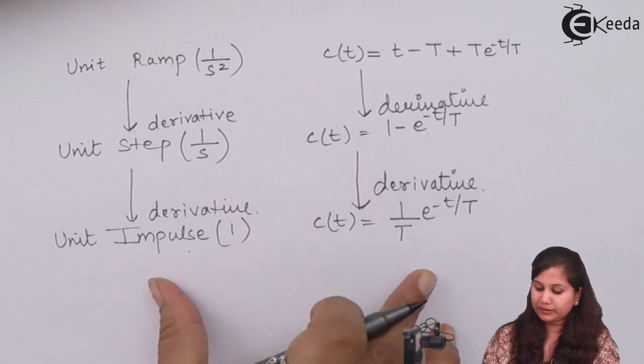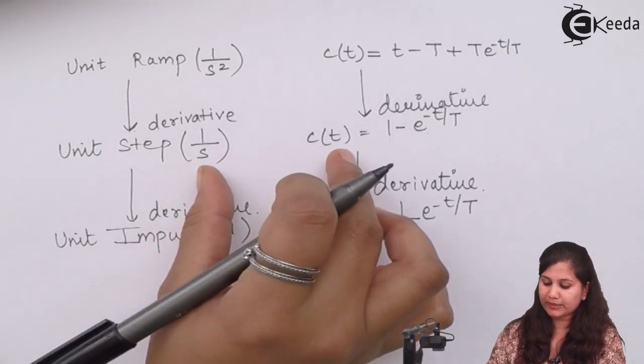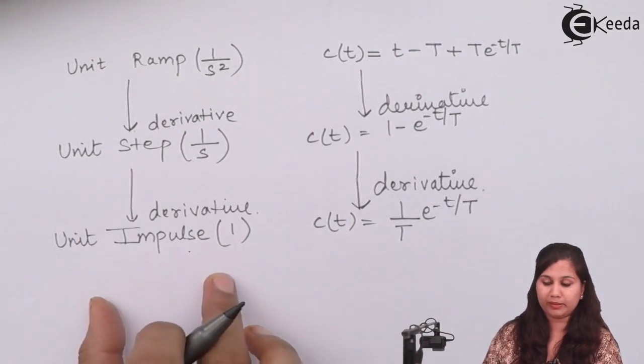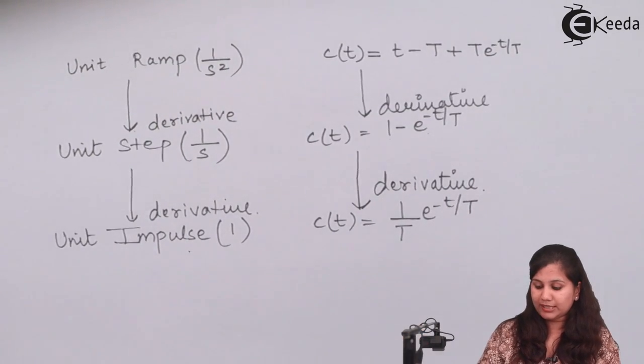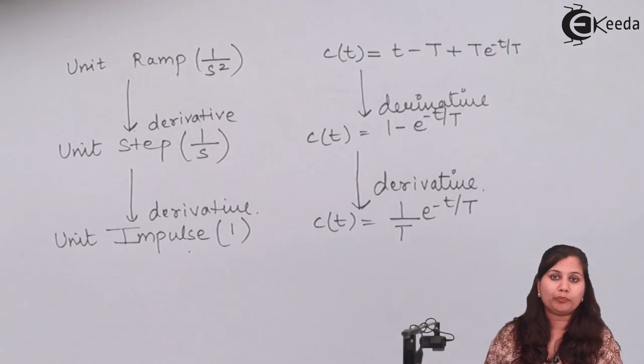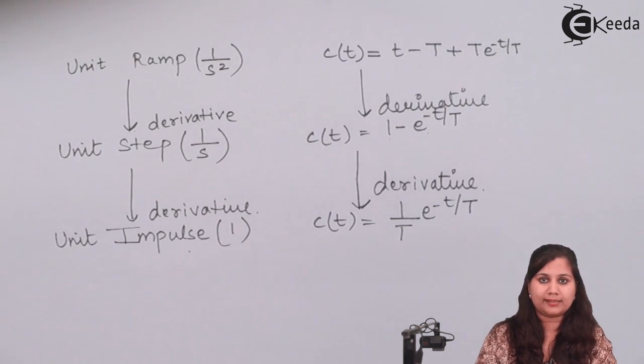So if we remember the unit ramp output response, then we can find out the output response for unit step and unit impulse by taking its derivative. Okay, so this is how we can remember the output responses for all the three input test signals in case of a first order control system.